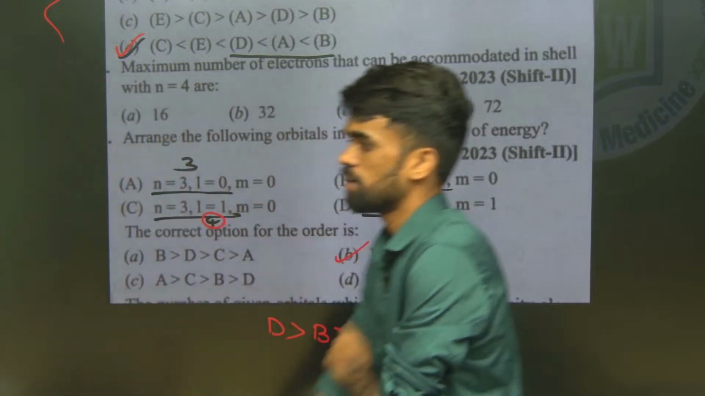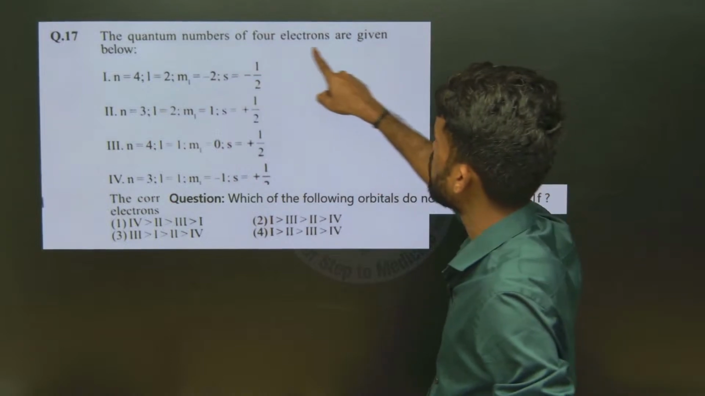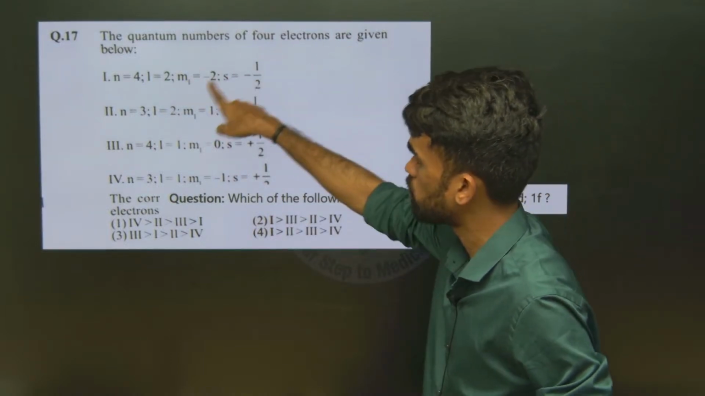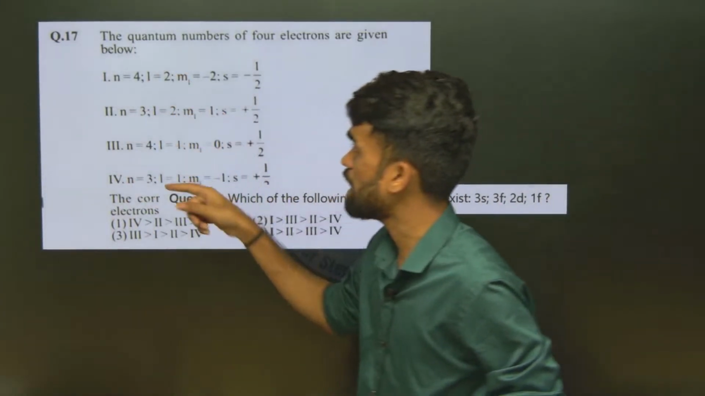Yes, okay, let me continue further. What about this? The quantum numbers of 4 electrons are given below. These are the quantum numbers given for 4 different electrons. Now tell me which one has the highest energy.